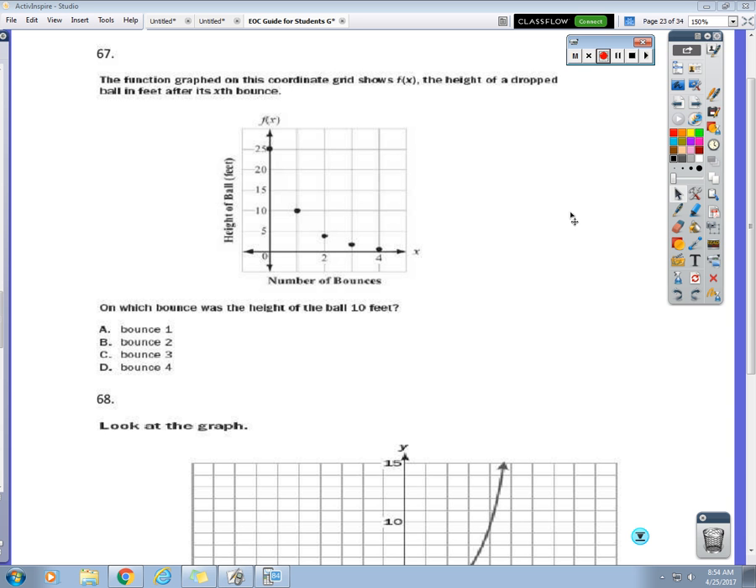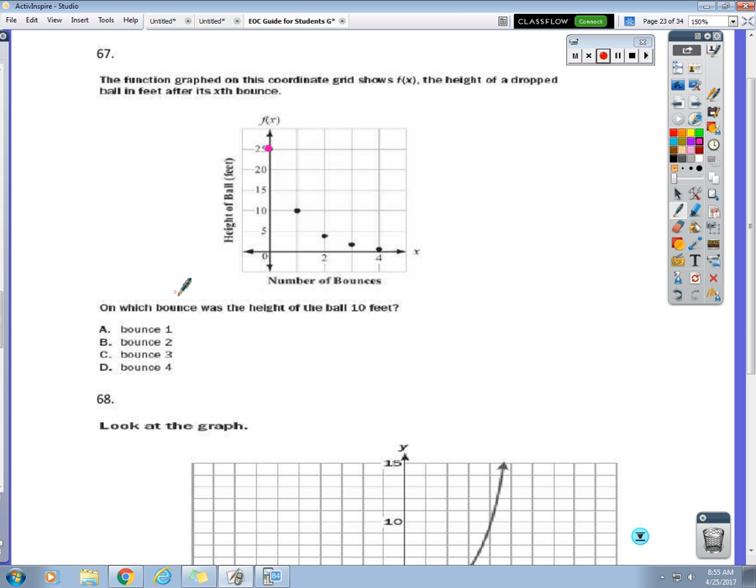The function graphed on this coordinate grid shows f of x, the height of a ball dropped in feet after its xth bounce. So how high was the ball in the air before it was dropped? 25 feet. Right. Turn around and pay attention, please, Nehemiah. Before the ball was ever dropped, it was 25 feet in the air.